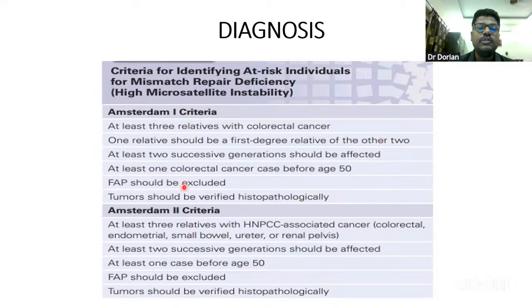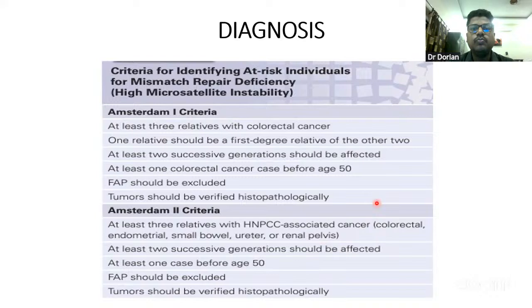And FAP should be excluded and the tumors should be verified histopathologically. So later, they found out that this HNPCC doesn't include only colon cancer. Lots of other extracolonic cancers are also there. That's when they gave this Amsterdam 2 criteria. It will include other cancers also, which are related to colorectal cancer. I mean, which are non-colorectal cancers, but associated with HNPCC.